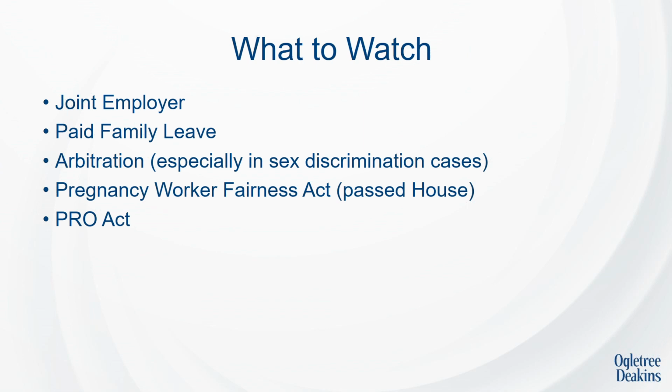Part of that is mandatory paid family leave. It also includes not allowing arbitration in certain Title VII situations, especially related to sex discrimination cases. There's also a Pregnant Workers Fairness Act that has already passed the House and is waiting for Senate review. And again, we also talked about the PRO Act, which is basically unions' gift bag to everything they've ever wanted as far as unionization.